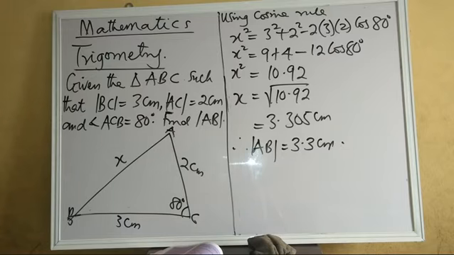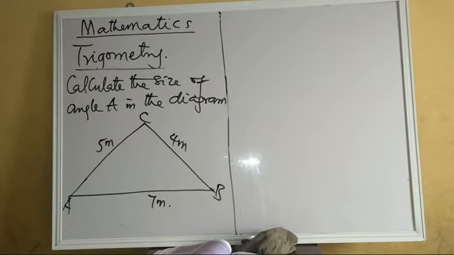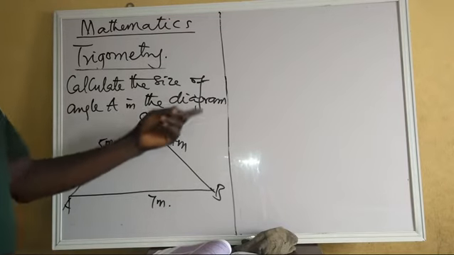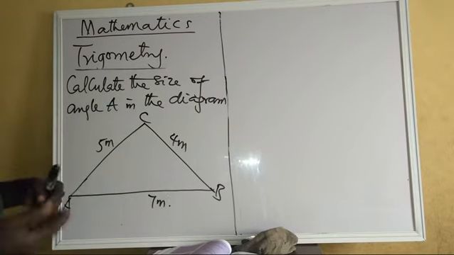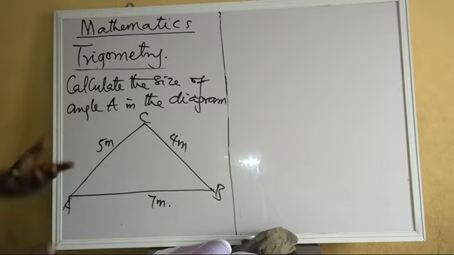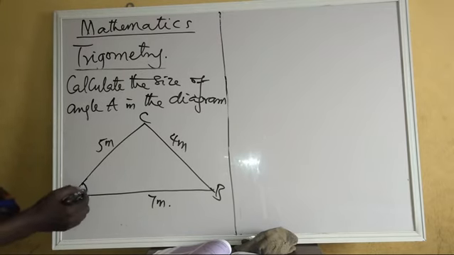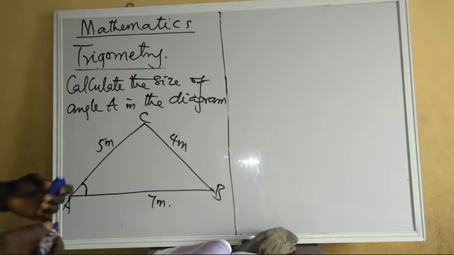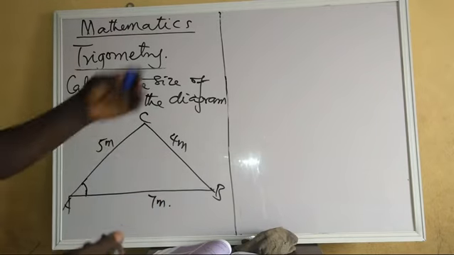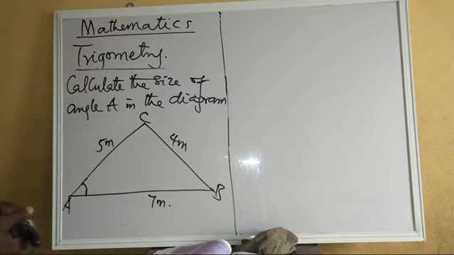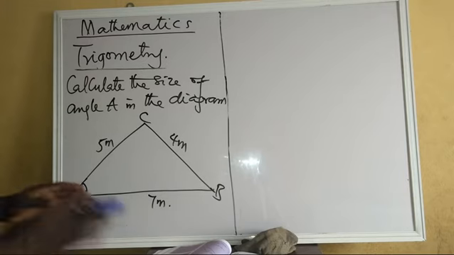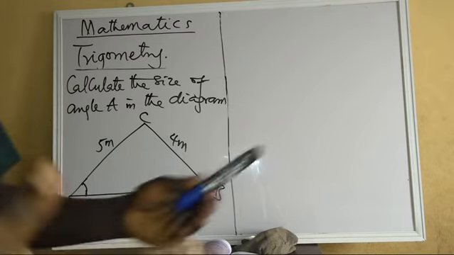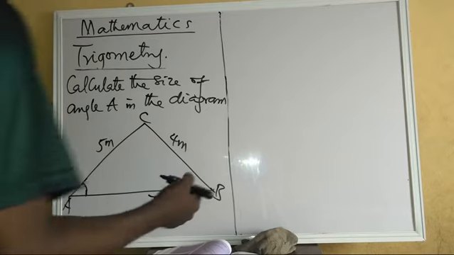There is still another way by which a question may be given. Here's another question. Calculate the size of angle A in the diagram. When you look at the diagram, we are given all the three sides. How do we find angle A? This is the angle that we have to find. Some people will say you first make the angle the subject of the formula in the cosine formula. You don't need that. To avoid confusion, the most important thing is to follow the steps one by one. There will be no problem with the calculation. Let's see how we go about it.